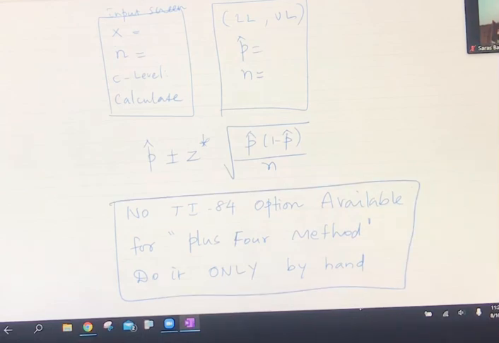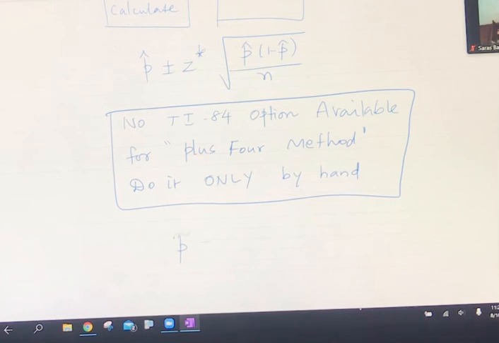All right. So only for this formula, you can plug in the numbers, boom, you will get the lower limit and the upper limit. But for the plus 4 method, you have to do it by hand, the p curl, and then the limits are going to be done using p curl plus or minus z star square root of p curl times 1 minus p curl over n plus 4. So this you have to get the lower limit and the upper limit by hand.